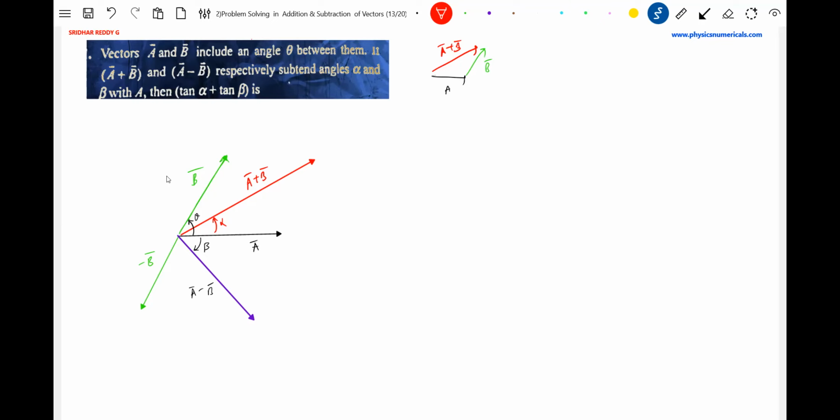I think we are almost going to end this vector addition and subtraction. Minus B bar is there. Can you shift it here? Then what about this other vector? The other vector will come here, no? A bar, what is this vector? A bar minus B bar.